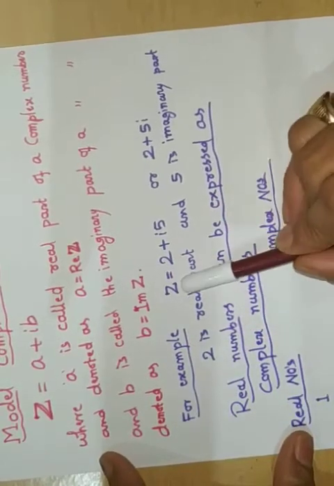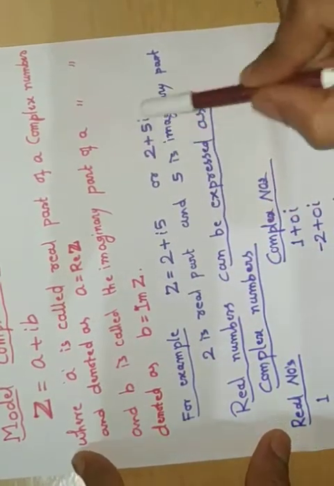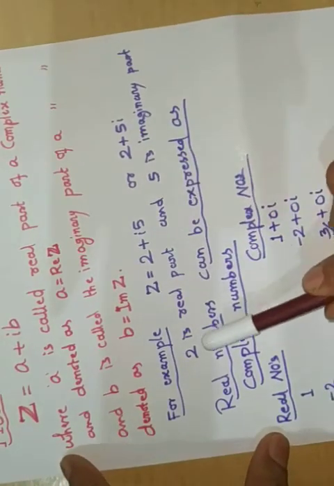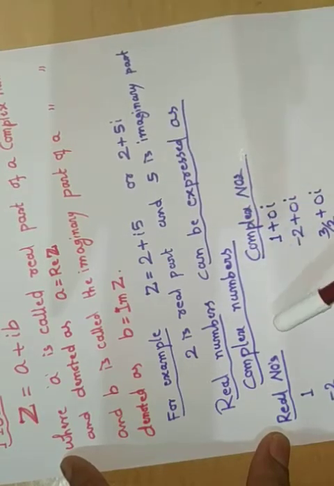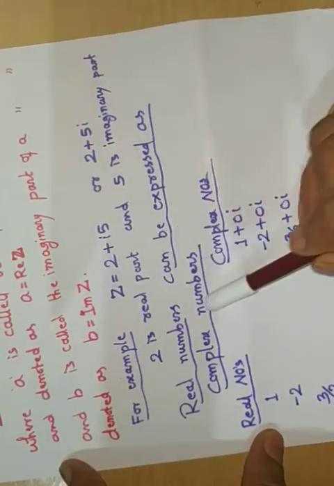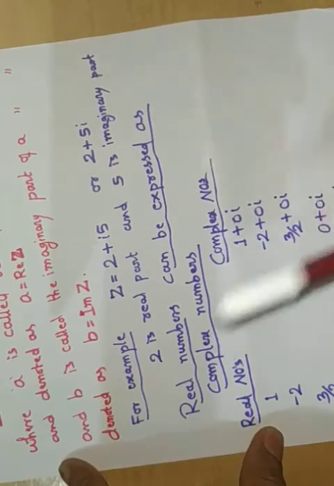For example, z is equal to 2 plus iy, or 2 plus 5i. We can write it like this also: z is equal to 2 plus i5. 2 is the real part and 5 is the imaginary part. So real numbers can be expressed as complex numbers. This is very important. Real numbers can be expressed as complex numbers.